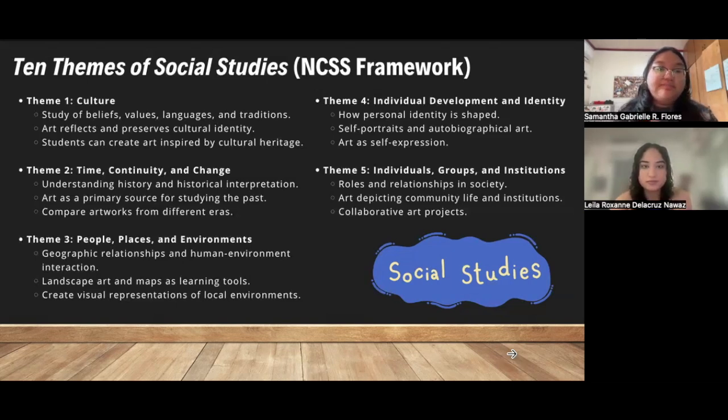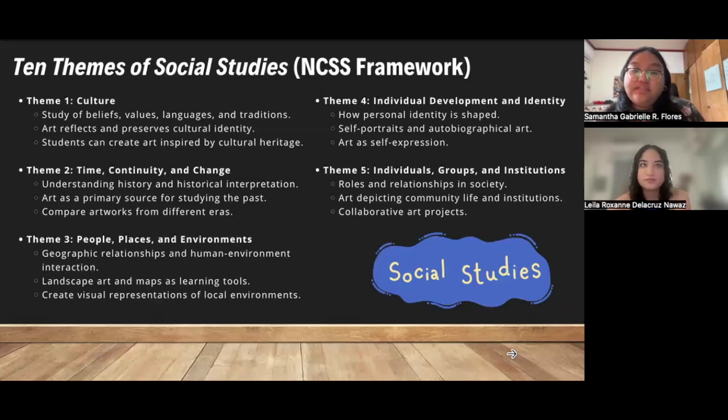Theme three is people, places, and environments. So, geographic relationships and human environment interaction. We can look at landscape art and maps as learning tools, and we can create visual representations of local environments. Even if we're not in the specific area, we could visualize and see the landscape. Theme four is individual development and identity, which is how personal identity is shaped. We could have them do self portraits and autobiographical art, which is used as self expression.